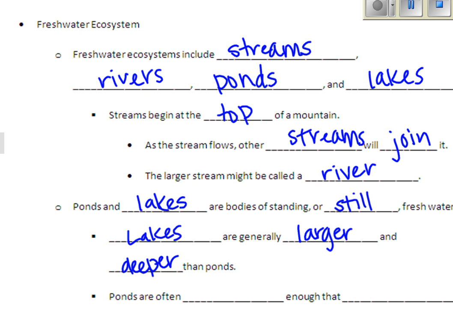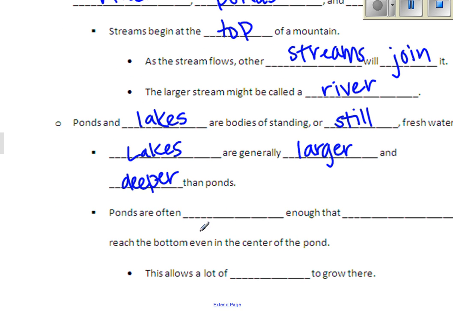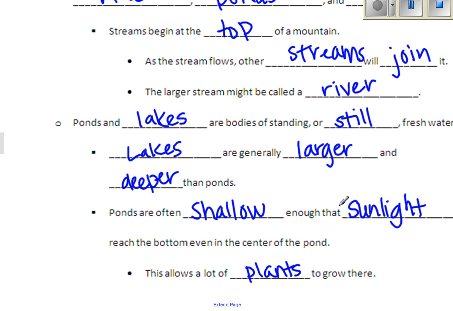So lakes are generally larger and deeper than ponds, and ponds are often shallow. They're often shallow enough that sunlight can even reach the bottom, even in the very center of the pond. And this helps a lot of plants to grow in the pond. Okay, this allows a lot of plants to grow there. So that's fresh water. Fresh water is when there's no salt.